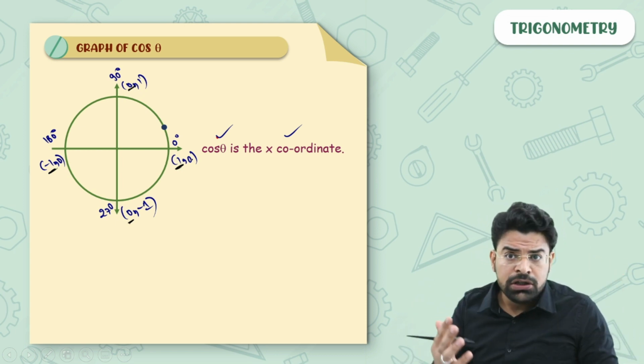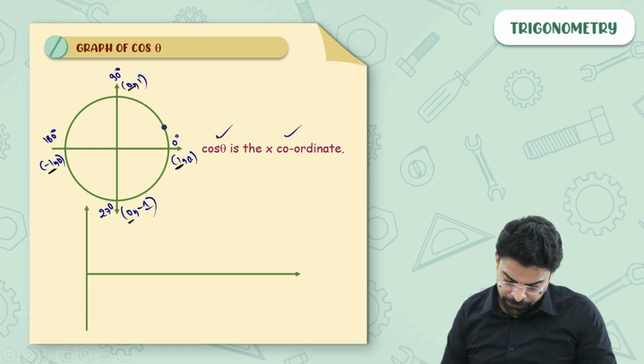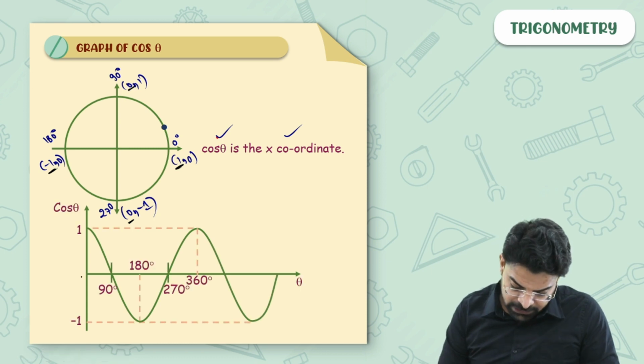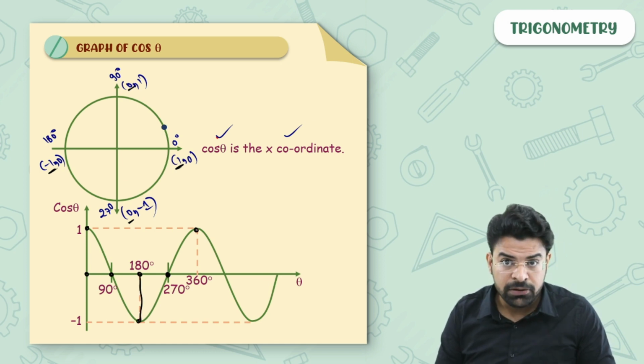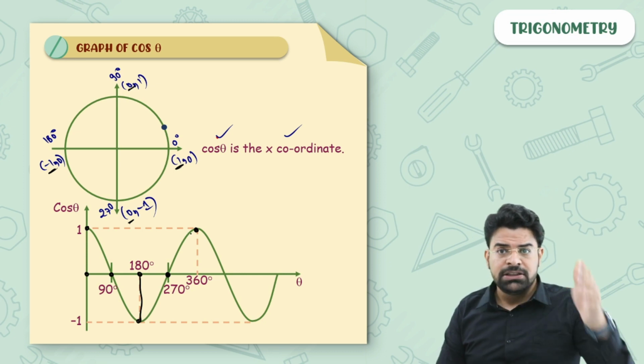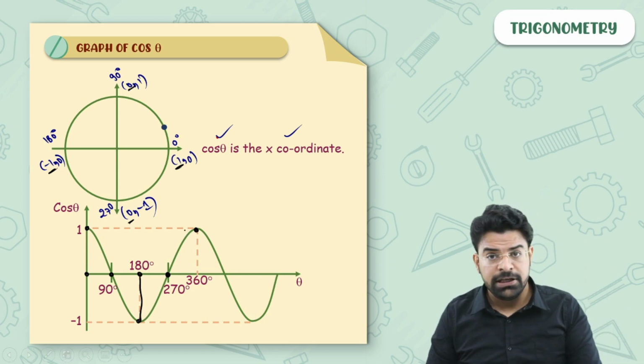So if we draw the graph of cos theta versus theta, the graph looks like this. Remember that cos 0 is 1, cos 90 is 0, cos 180 is -1, cos 270 is 0, cos 360 is again 1. And then after 360 degree, the same graph keeps on continuing.